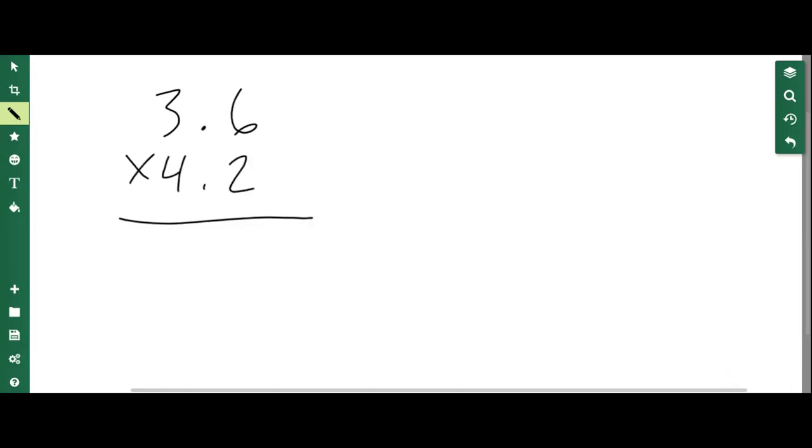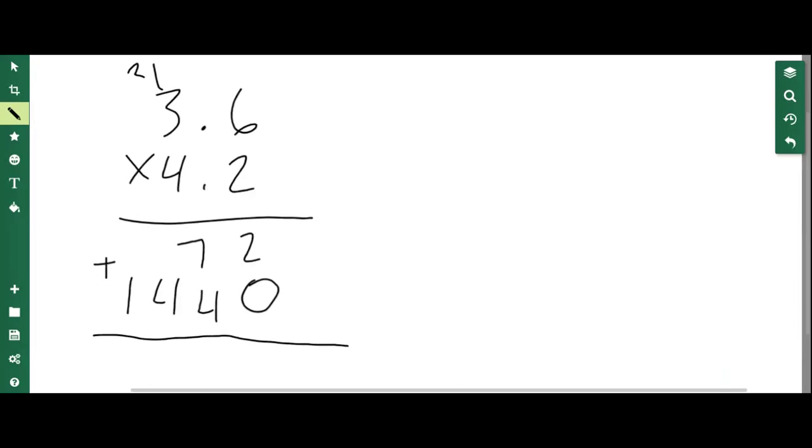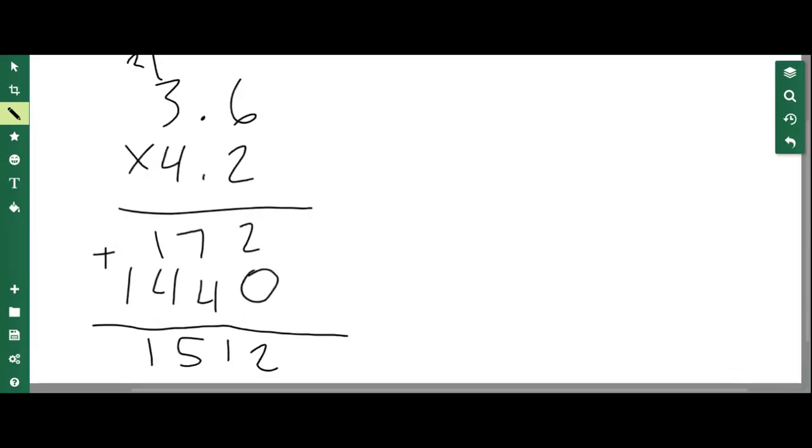What's 2 times 6? It's 12, right? 2 times 3 is 6 plus 1 is 7. Write down a 0. 4 times 6 is 24. So we write a 2 on the top, 4. 4 times 3 is 12 plus 2 is 14. We add: 2 plus 0 is 2. 7 plus 4 is 11. 4 plus 1 is 5. And then we have our 1. Let's count how many spaces we had. We had 1 space, 2 spaces. That means from here, you go 1, 2. And our overall answer is 15.12.